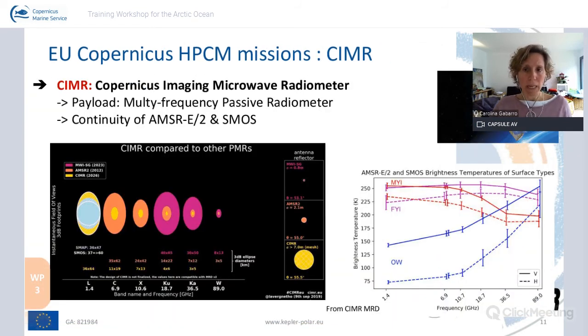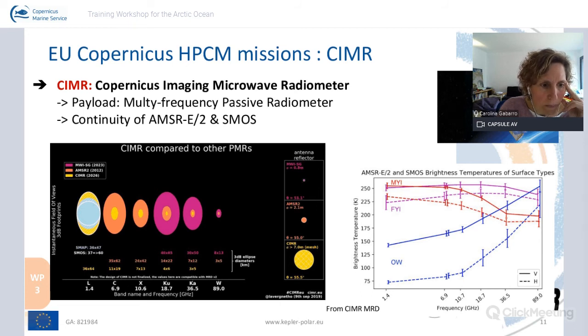Now I'm going to explain each of the polar HPCM missions. I'll start with CIMR. CIMR stands for Copernicus Imaging Microwave Radiometer. The payload is a multi-frequency passive radiometer, and in fact it is the continuity of AMSR-E and 2 and SMOS. This figure shows the different bands that CIMR will have: L, C, X, Ku, and Ka bands. And you can see here the footprint size.